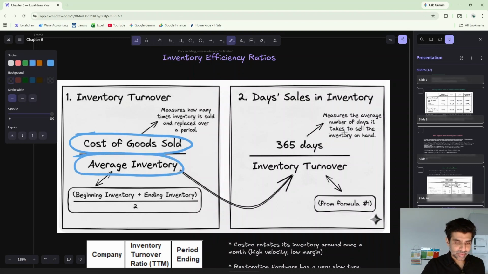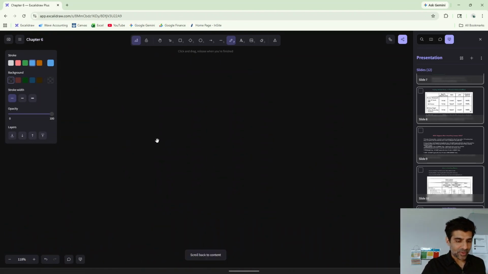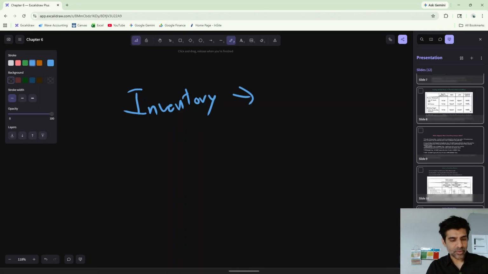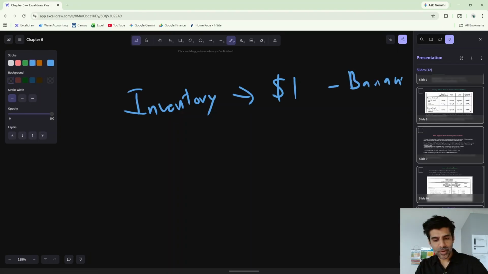Okay, so let me just do this for our banana example. My inventory value is $1, right? Because I said I can only hold one banana at a time. One banana.